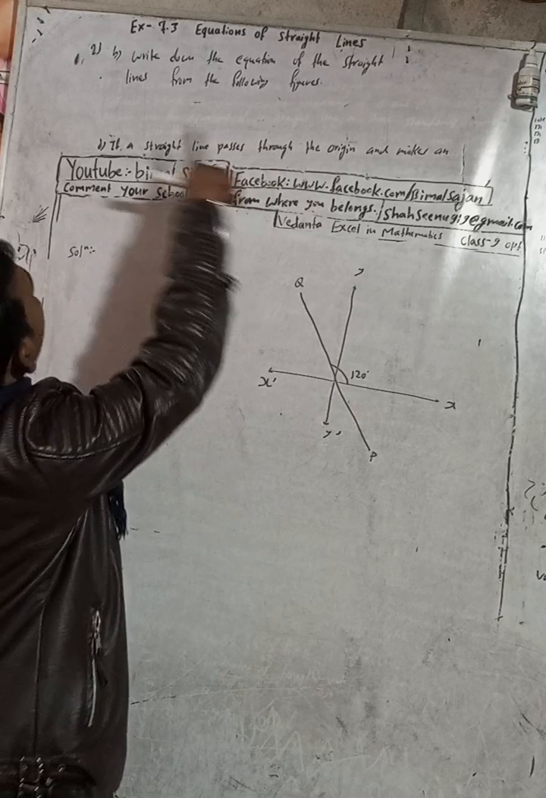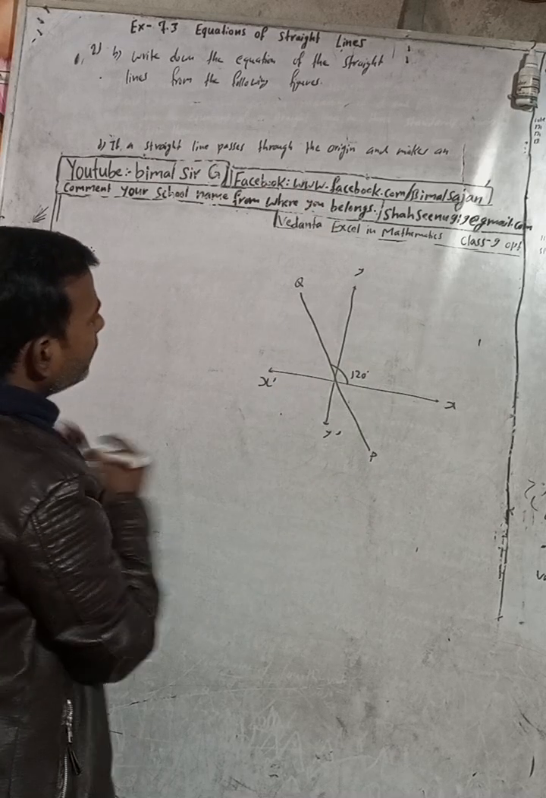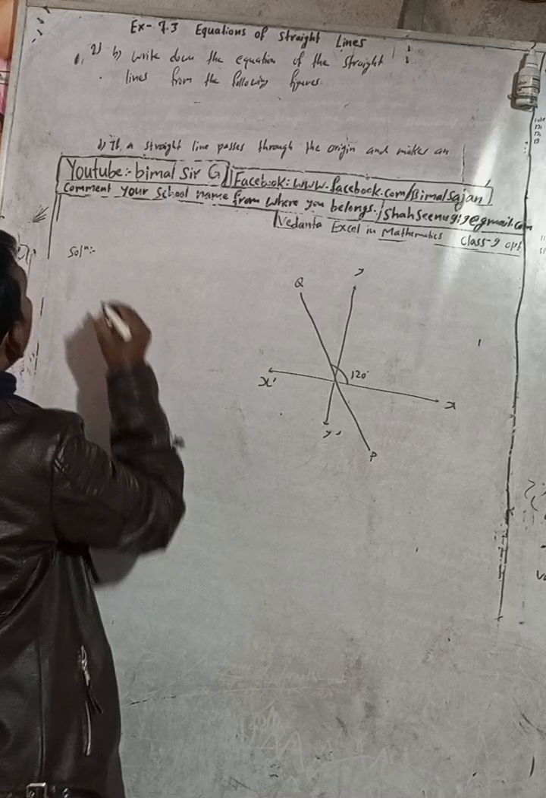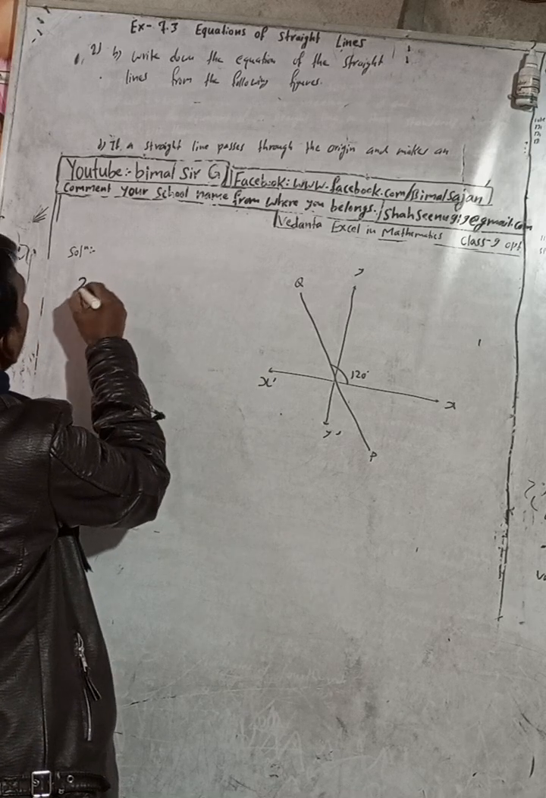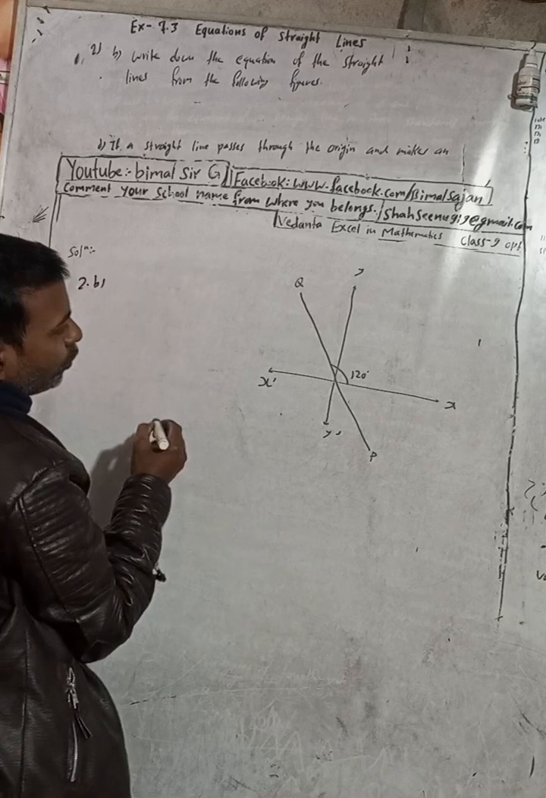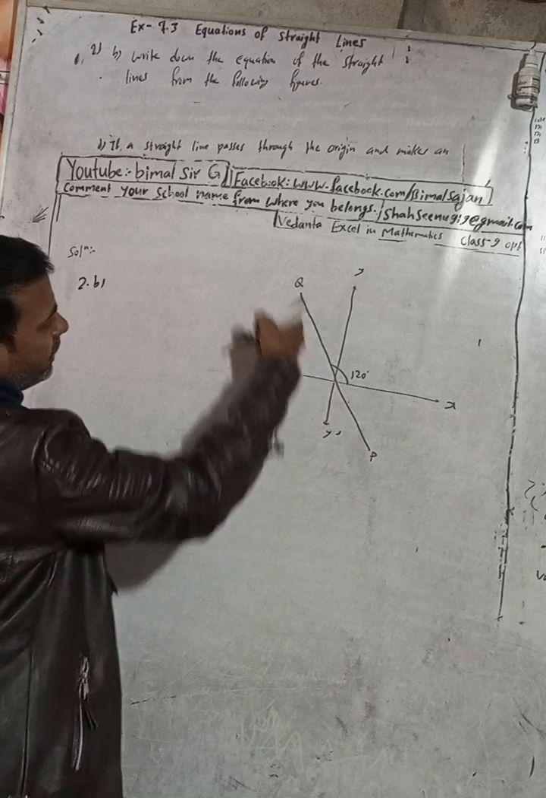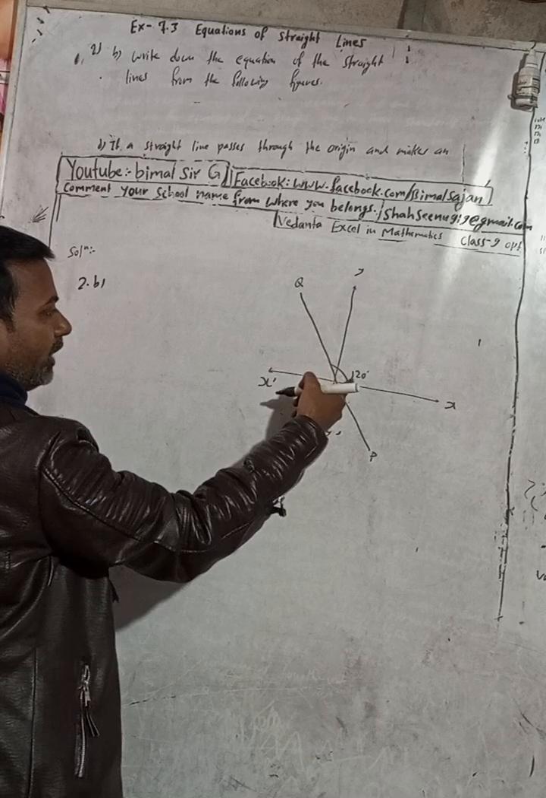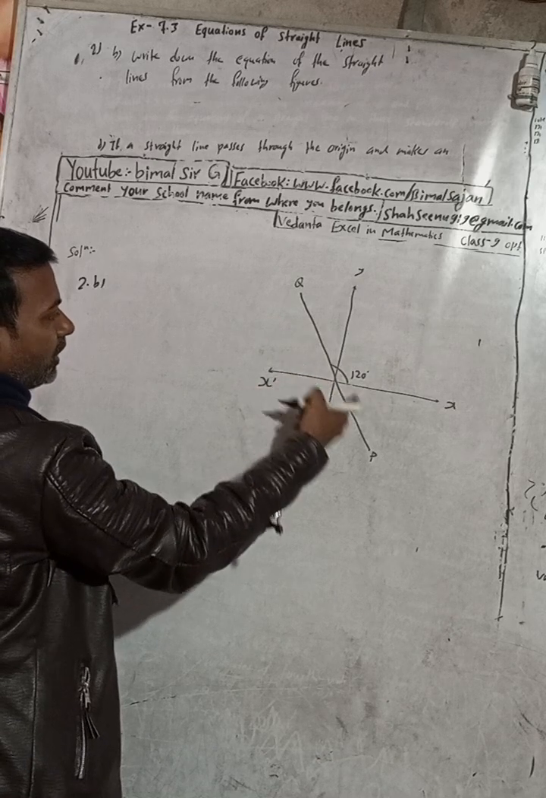Write down the equation of the straight line from the following figure, from this figure. Okay, so from this figure, the solution is like the D number we just did. Here you can see we have to find the equation of this PQ, and you can see this PQ line is making 120 degree with this x axis.